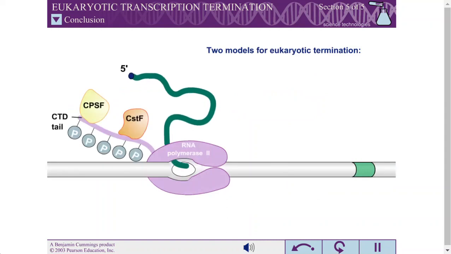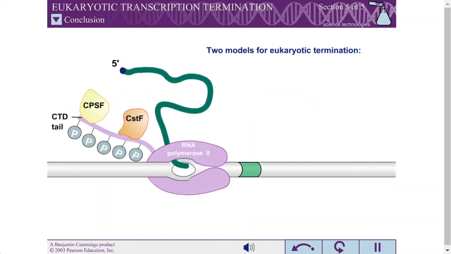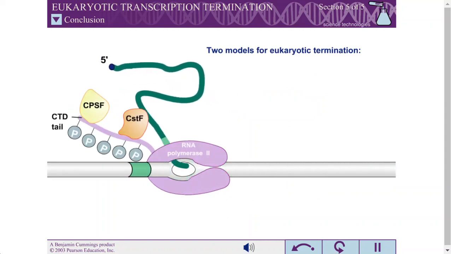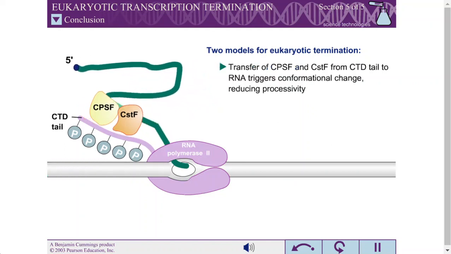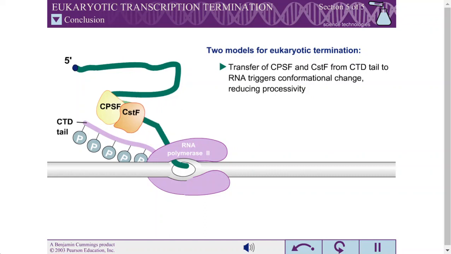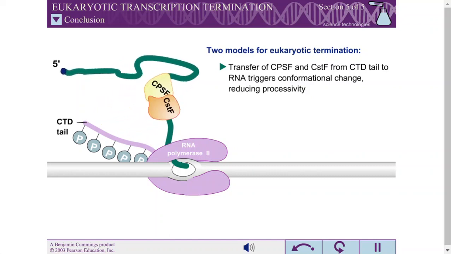Two basic models have been proposed to explain the link between polyadenylation and termination. In the first model, transfer of CPSF and CSTF from the polymerase CTD tail to the RNA triggers a conformational change in RNA polymerase, leading to dissociation.